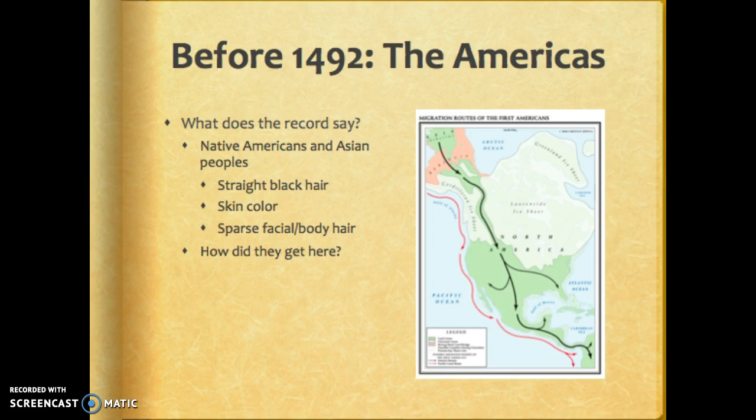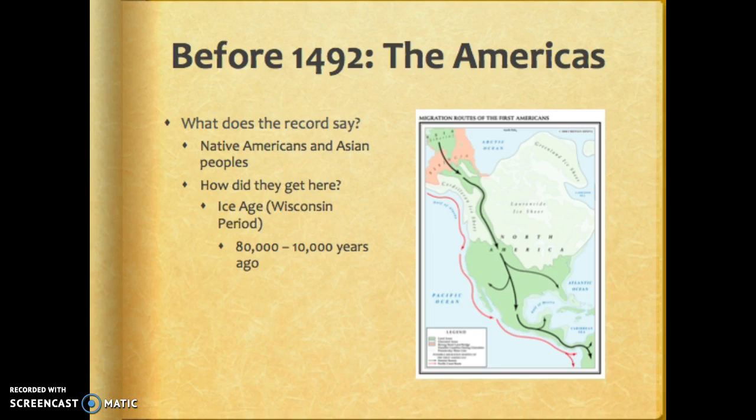But if we accept that Native Americans are genetically connected to Asian peoples, we have to ask the next question. How did they get here? Anthropologists have gone back a very long time to try to answer this question. In fact, they went back more than 80,000 years to the last ice age, known as the Wisconsin period. This period lasted from about 80,000 years ago to about 10,000 years ago.